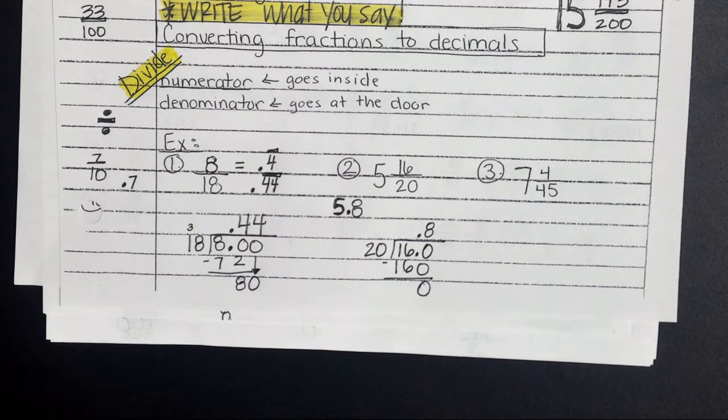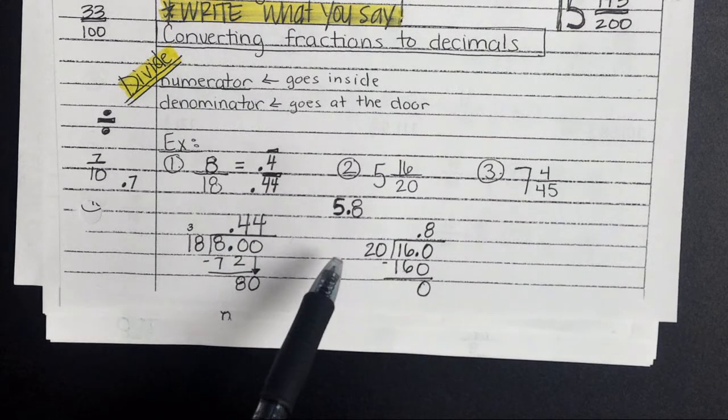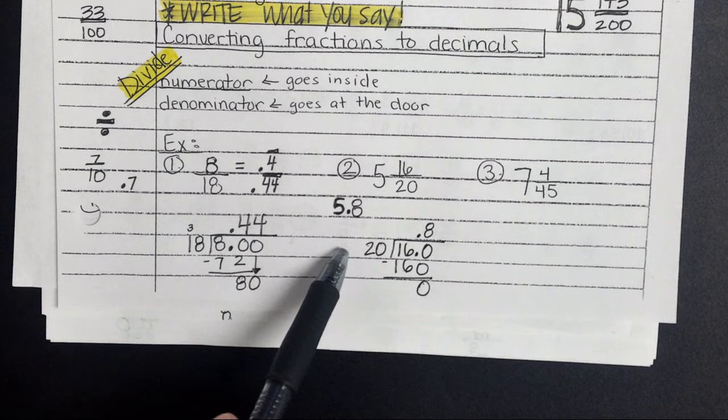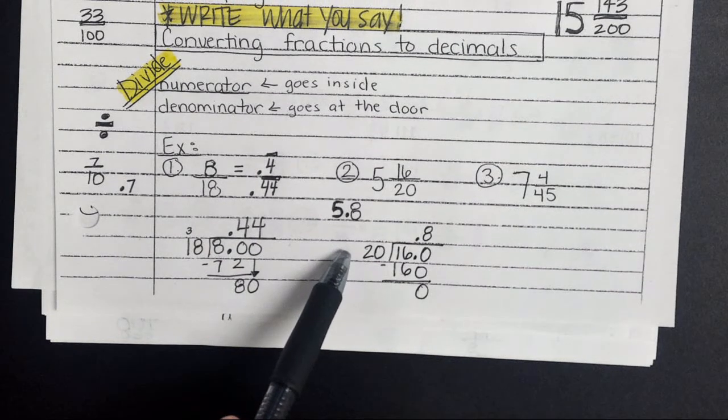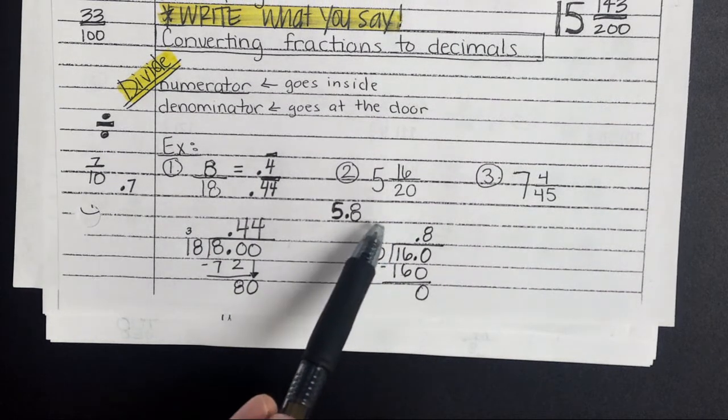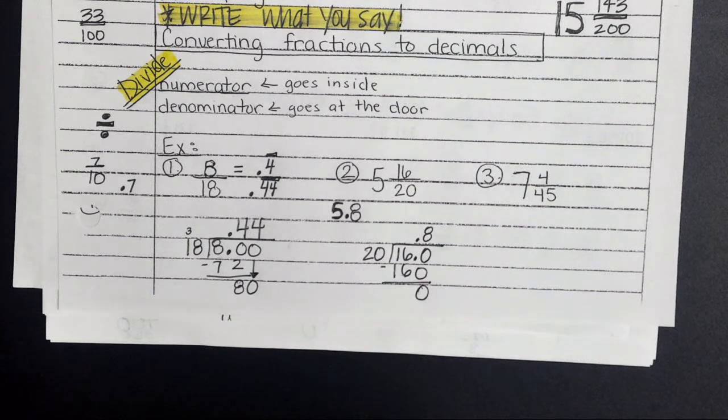Yes, question? So let's assume 8 divided by 18 on number 2. You put the 5 on the division problem in front? No. Are you talking about right here, on the box? No. All you're doing is dealing with your decimal. You're not messing with your whole number at all. Just converting your decimal.